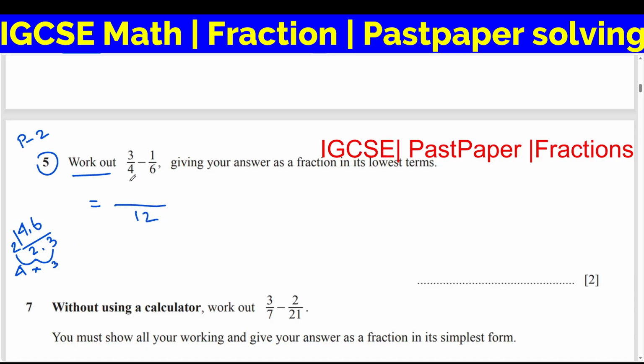12 divided by 4 is 3. 3 times 3 is 9, minus 12 divided by 6 is 2, 2 times 1 is 2. So our answer is 9 minus 2. It means 7/12, right?